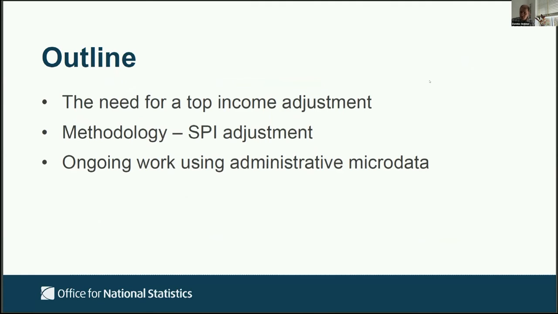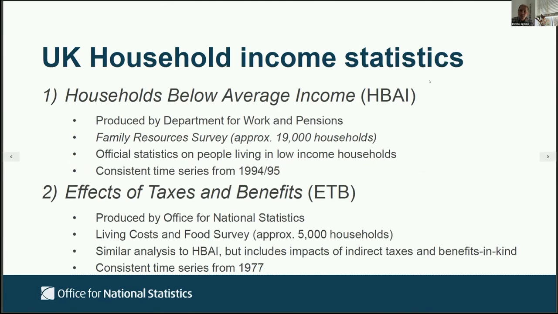So today we're going to talk about the need for adjusting income statistics for top incomes. I'm going to briefly outline a methodology that we've recently implemented in ONS income inequality stats to adjust for survey undercoverage. And then I'm going to hand over to Matt, who's going to talk about more of the ongoing work using administrative data in our stats.